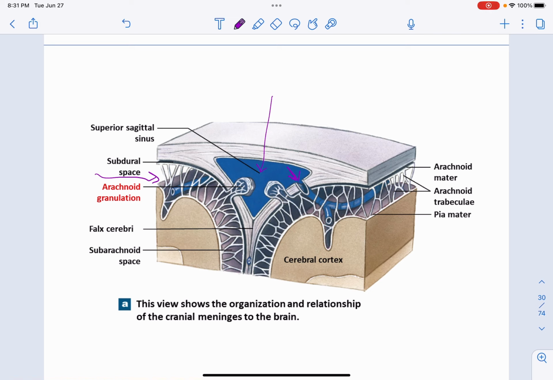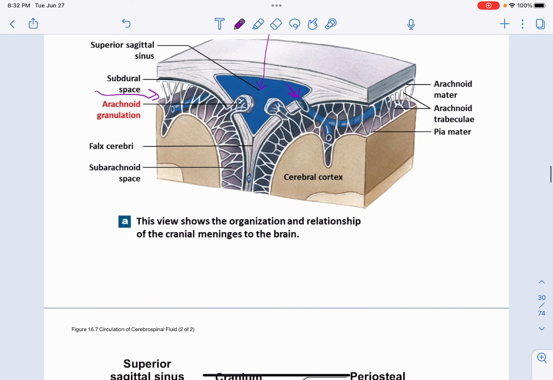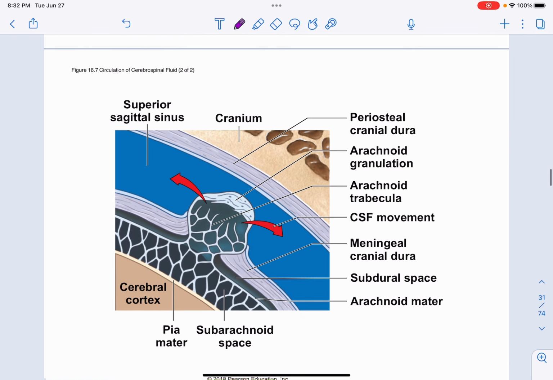And once it enters the venous system, it's going to flow into the jugular vein and flow back to the heart to get replenished again. So all cerebral spinal fluid will re-enter the blood through the venous system. Let me show you a close-up of how that's happening.